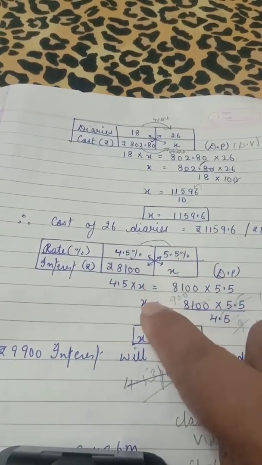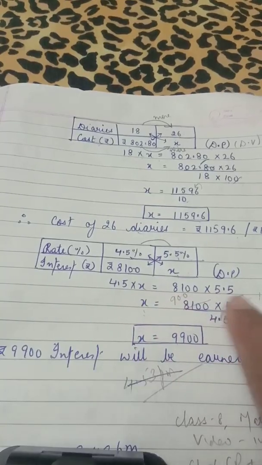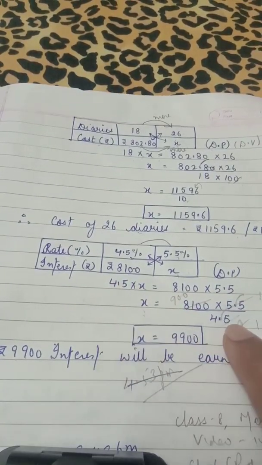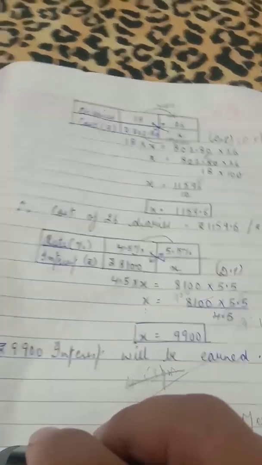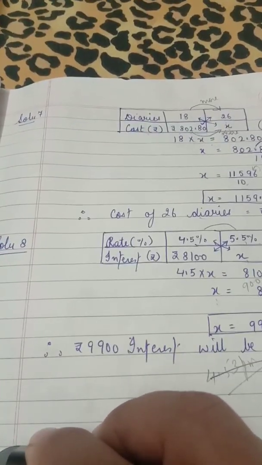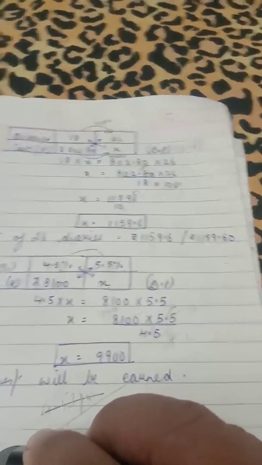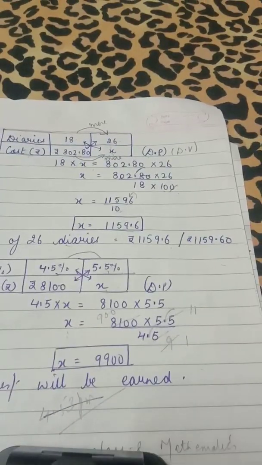Cross multiply. 4.5 into x is 8100 into 5.5, keeping x on one side, shifting it to the other side. Do the cutting part and then the value of x is 9900. So we can say that therefore 9900 interest will be earned if the rate of interest is 5.5%.